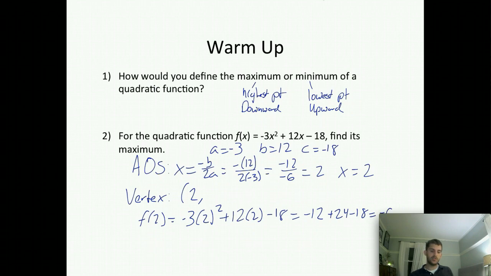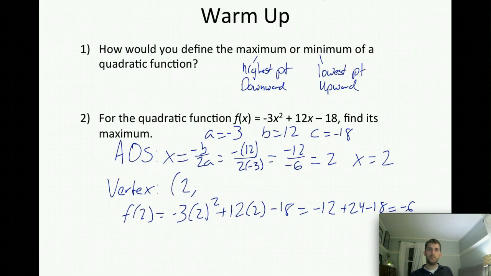Let me shift this around a little bit. So, there we go. So, our y coordinate is at negative 6. So that means our maximum value, if you're just talking about the value, is just the y value, so it's going to be negative 6.